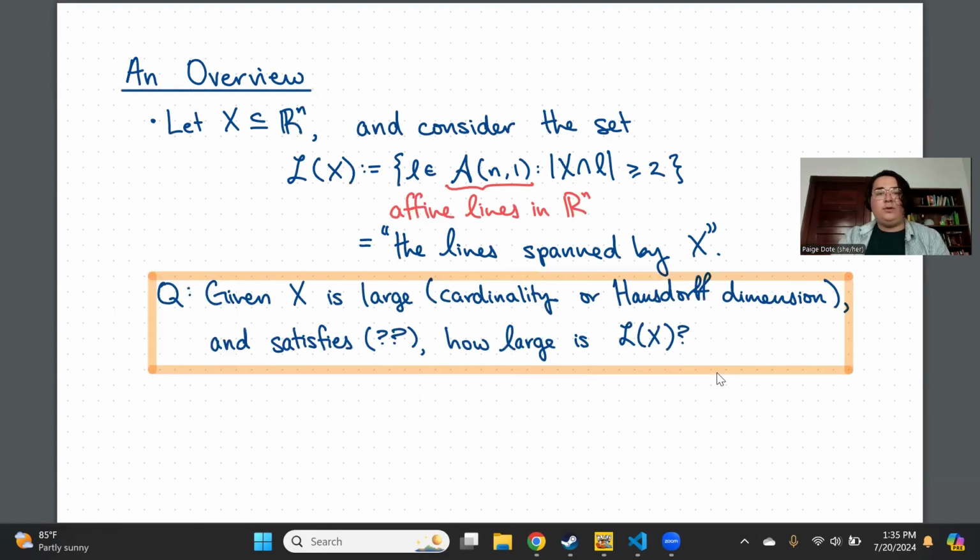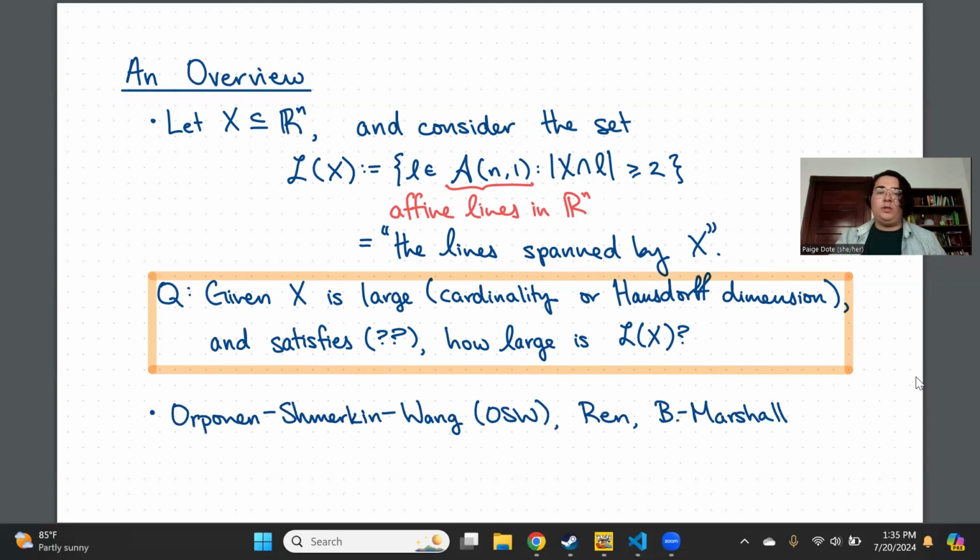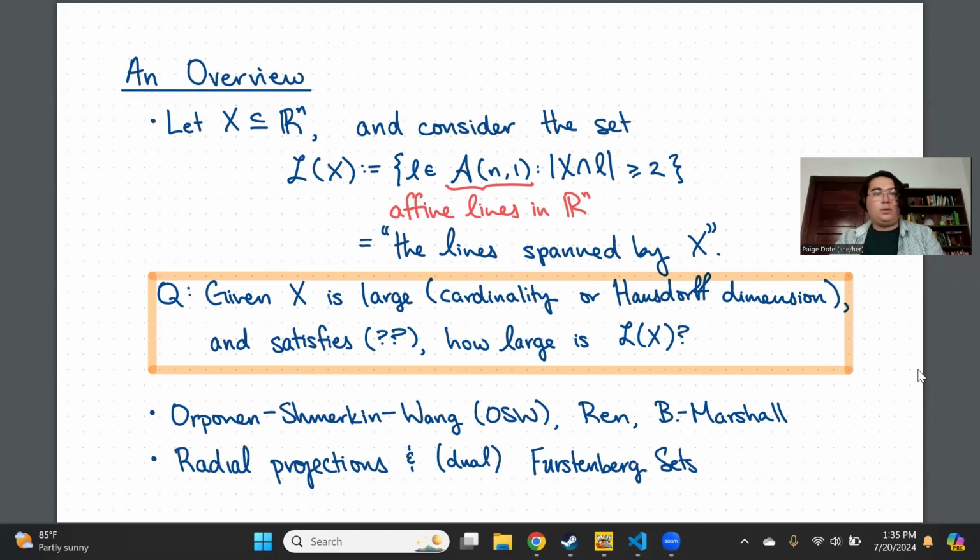The question is, given your set X is large in terms of cardinality or in terms of Hausdorff dimension, and it satisfies certain properties that we'll talk about momentarily, we want to know how large the set of lines spanned by X is. The continuum versions of these problems were recently studied by Orponen, Shmerkin, and Wang, which I'll commonly abbreviate to OSW, Kevin Ren, and myself and Caleb Marshall. Most of the tools have involved radial projections and dual Furstenberg set estimates. So I hope to motivate these two tools, both in the proof methods described throughout this presentation, as well as some open problems near the end.